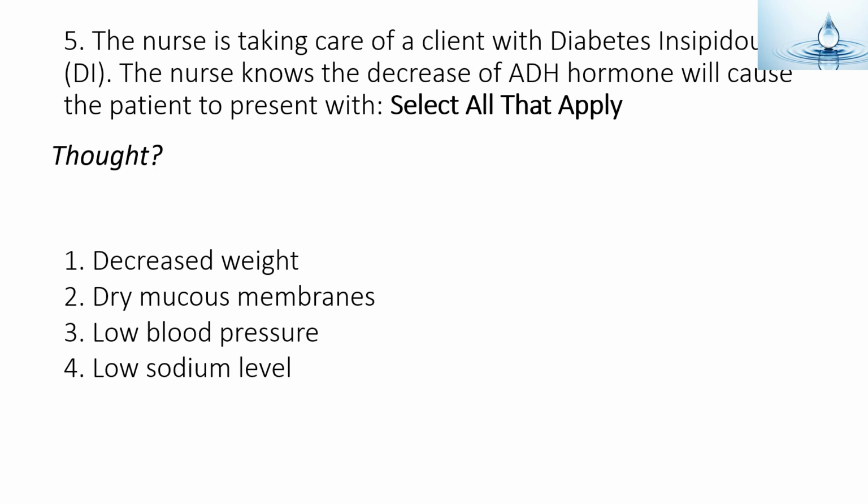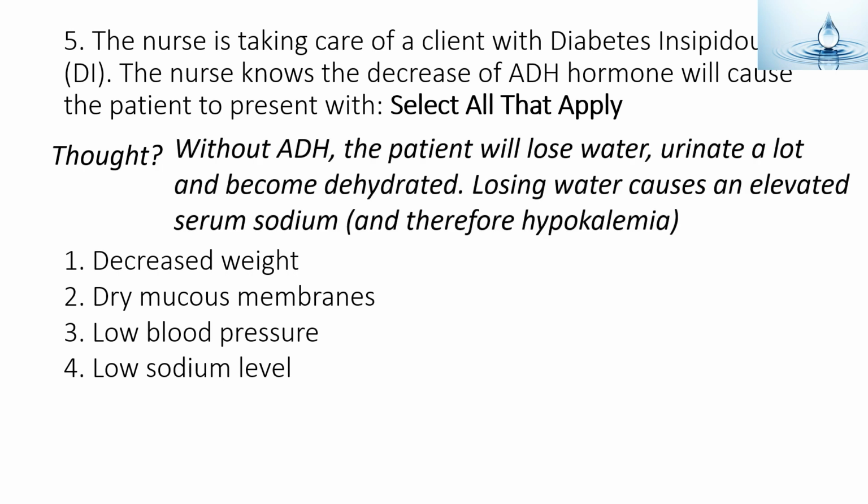And then how will they present? The thoughts are that without ADH in the body, the patient is going to be urinating a lot, and therefore they'll lose a lot of their water and become dehydrated. Also need to remember the water sodium balance. If you lose water, then the blood becomes more concentrated and the serum sodium looks like it's hypernatremic. The question could have even pushed you into remembering that because sodium would be high, potassium would be low. So that's another place the answers could have gone that you need to remember.